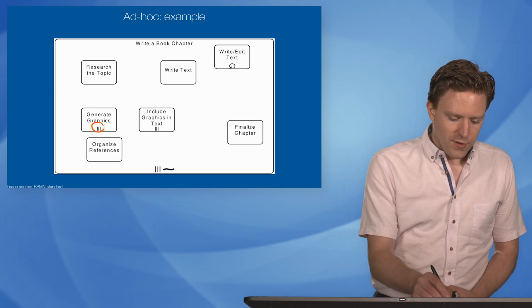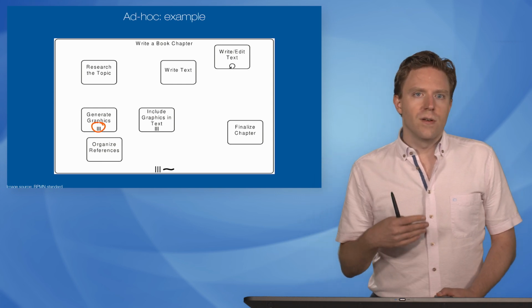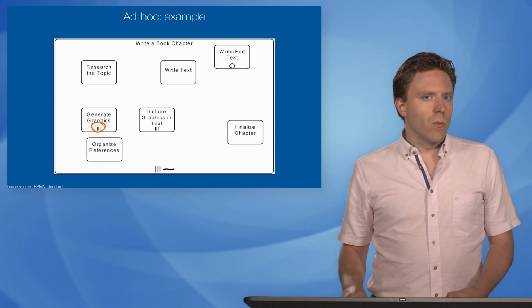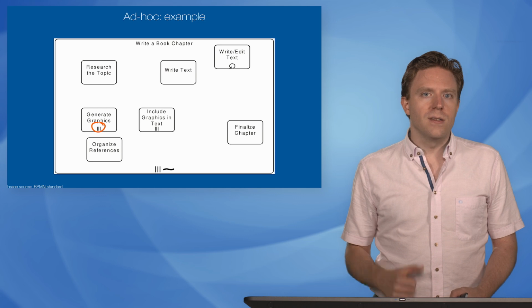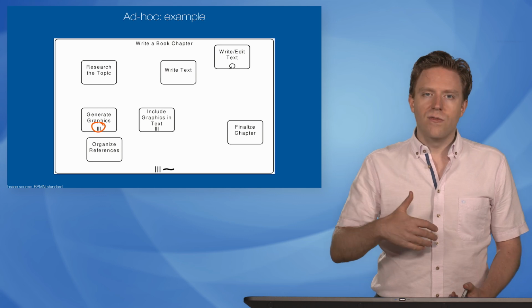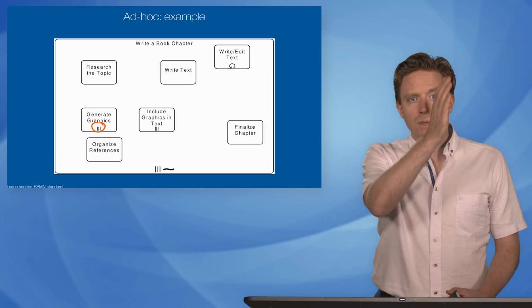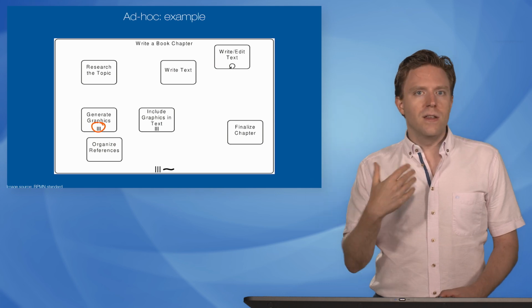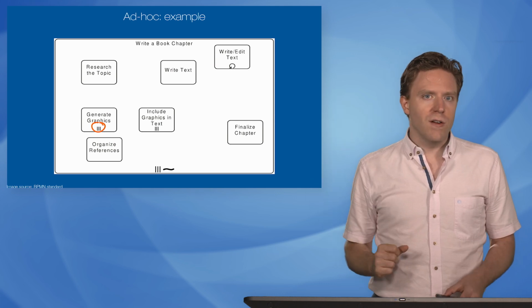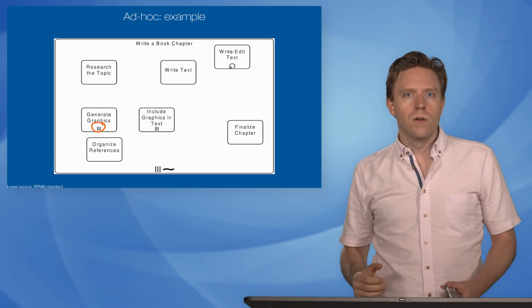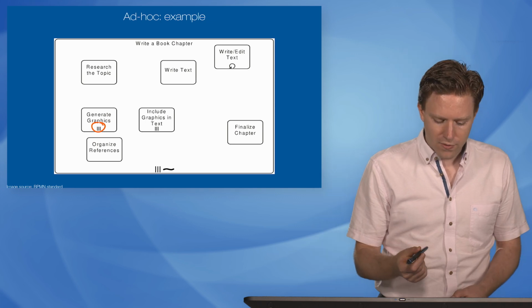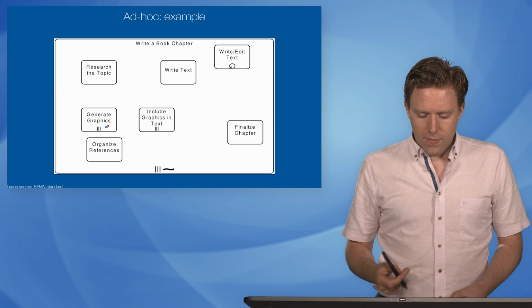Here is again the multi-instance marker, so generate graphics. What this multi-instance marker tells me is that this task of generate graphics is executed multiple times in parallel. And in this case, that means that there are multiple graphics that I can work on in parallel, or somebody else could work on them.